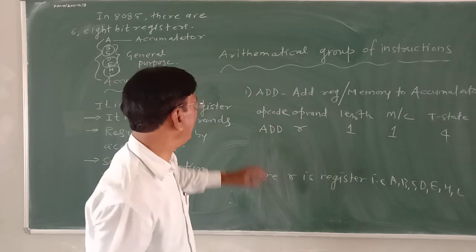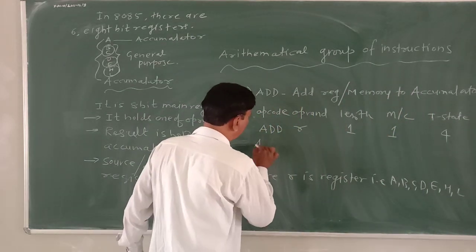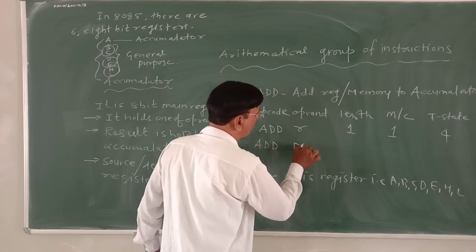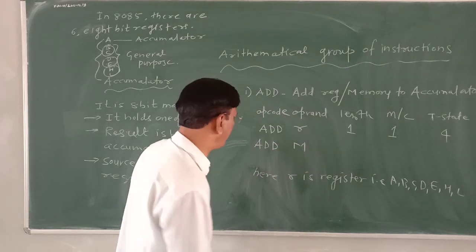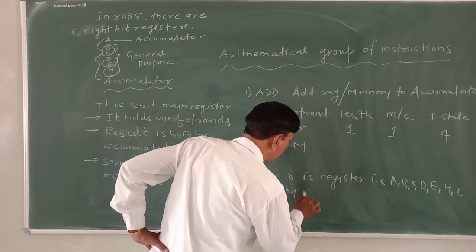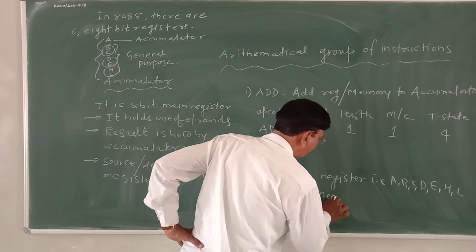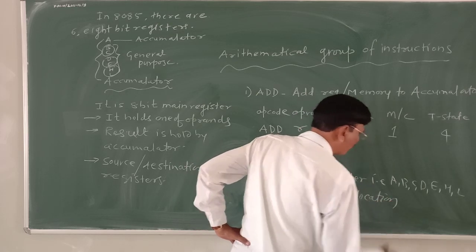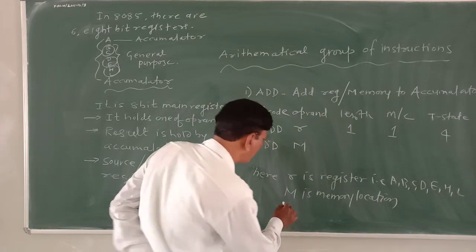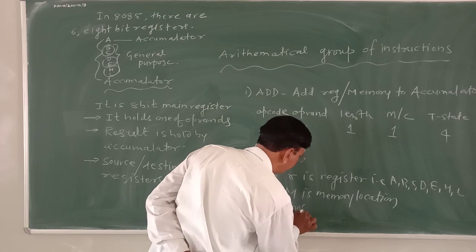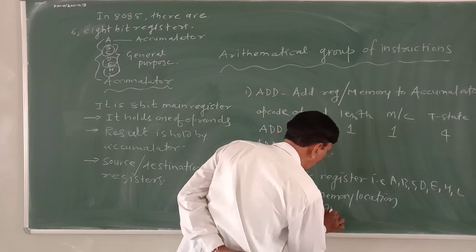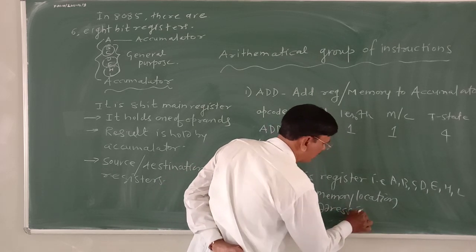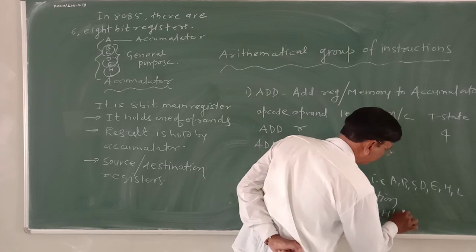Or it may be possible that you add the contents of the accumulator with the contents of a memory location. M stands for memory location. Here M is the memory location. But which memory location? Whose address is in HL?